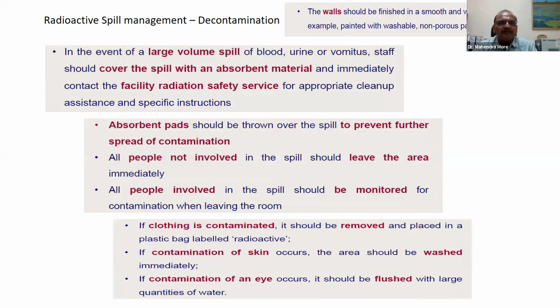So under spill management, if it is a very large volume spill, like blood, urine, or vomit, cover the spill with the absorption sheet. Immediately contact the facility radiation safety officer. Absorption pads should be thrown over the spill to prevent further spread. Many people should not be involved in the procedure. Only trained people should be available.